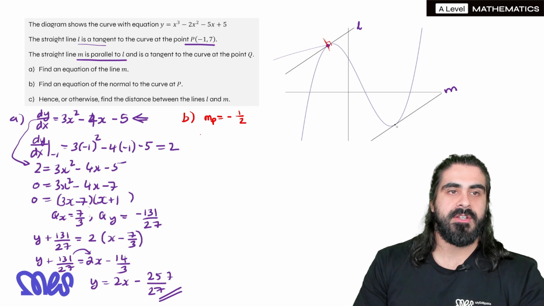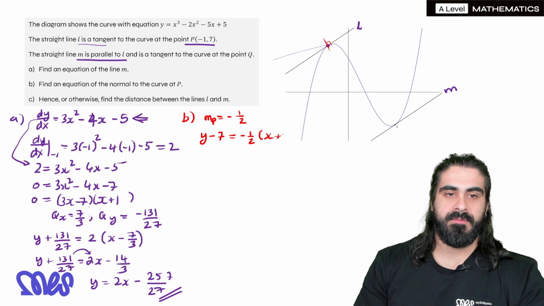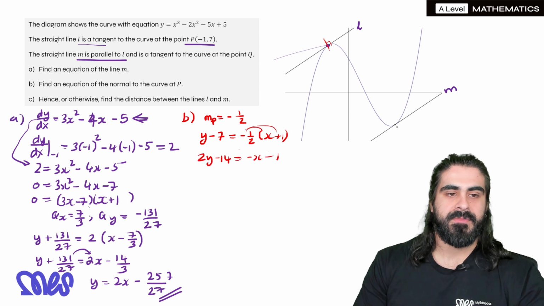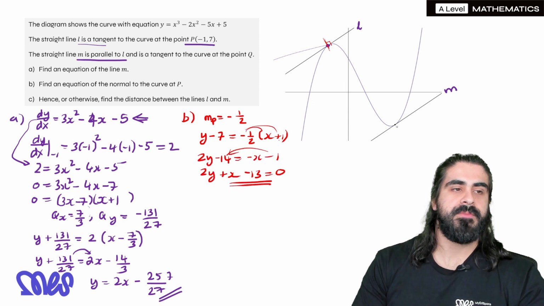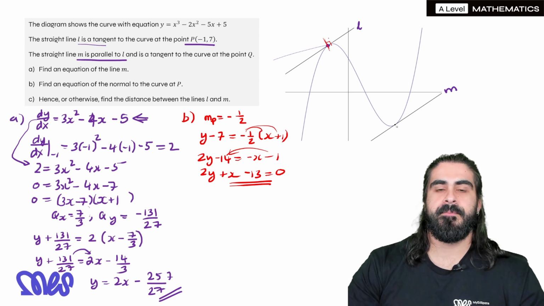So then we're going to do y minus y1. Y minus the y coordinate of P, which is 7, is the gradient. X minus the x coordinate becomes x plus 1. And then we can expand, or times this through by 2 here. Move everything over. So there's our normal. Hence or otherwise, find the distance between the lines L and M.